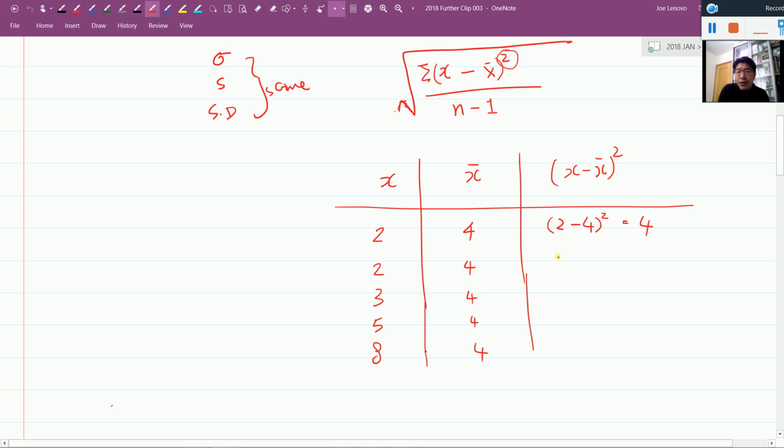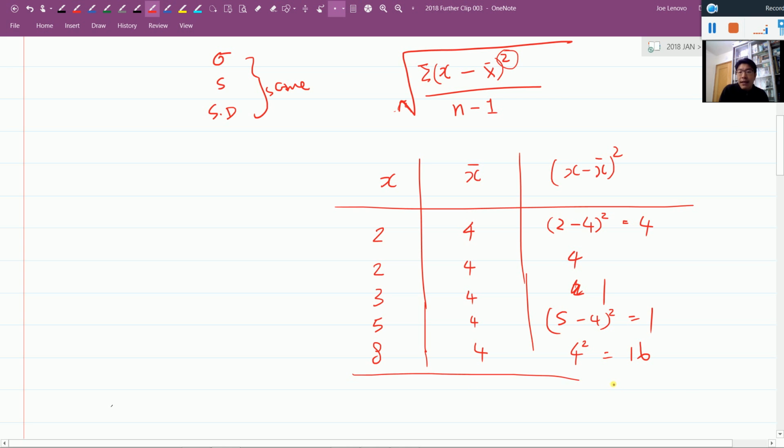The second one again, 2 minus 4 squared is 4. Then 3 minus 4 is negative 1, so it's 1. 1 squared is only 1. And then 5 minus 4 is 1, and 1 times 1 equals 1. 8 minus 4 is 4 squared. 4 squared means 16, right?